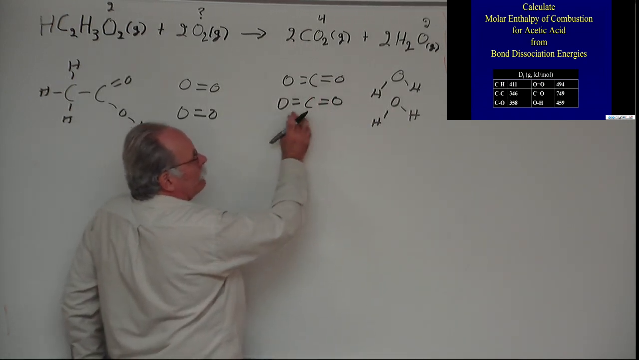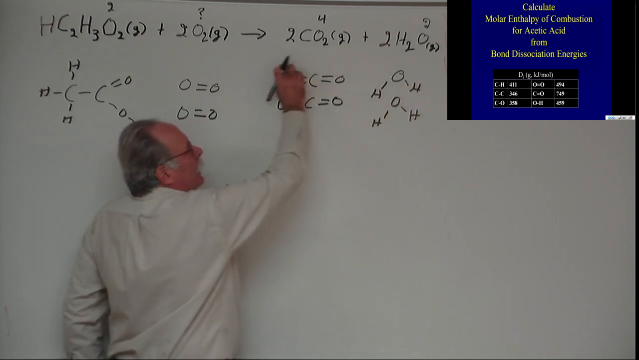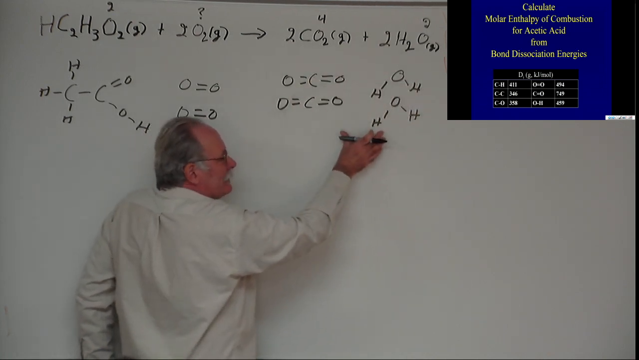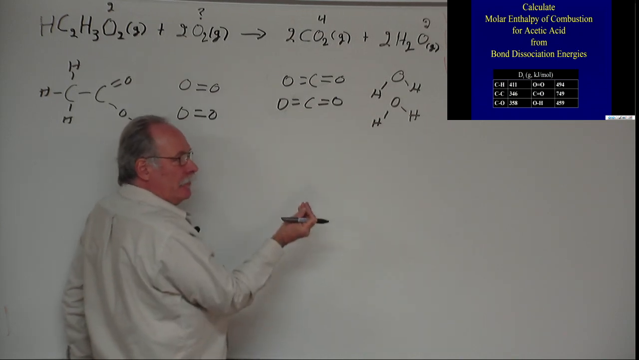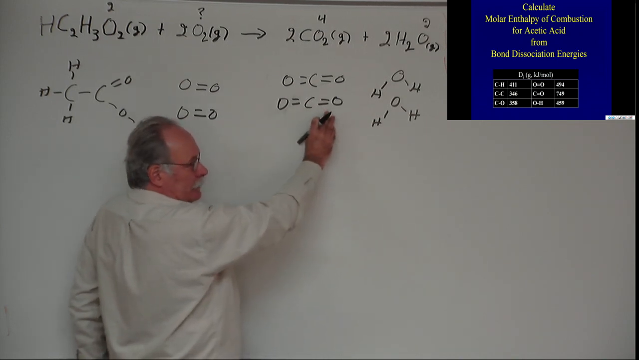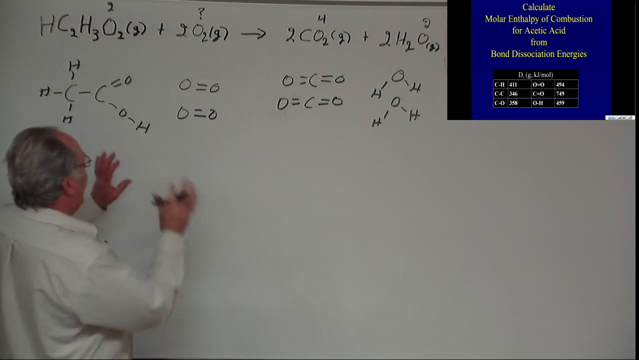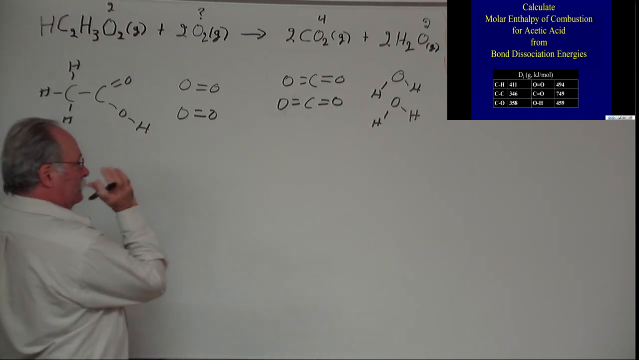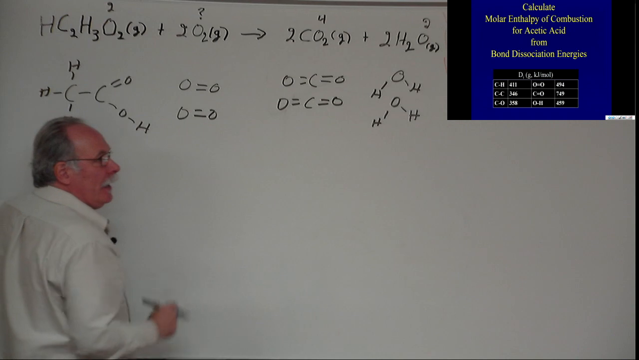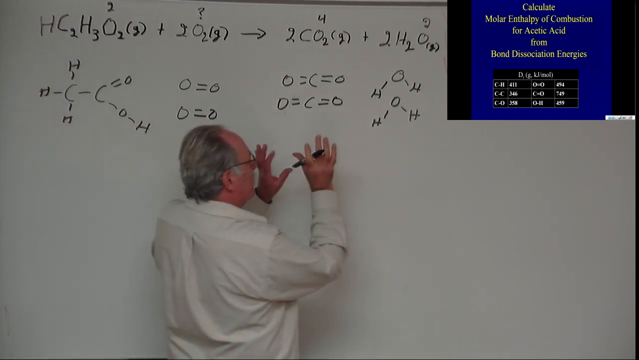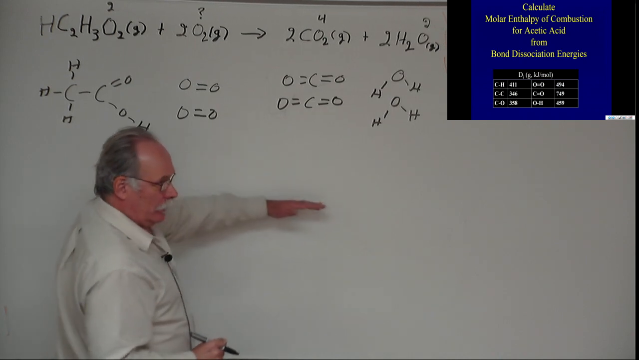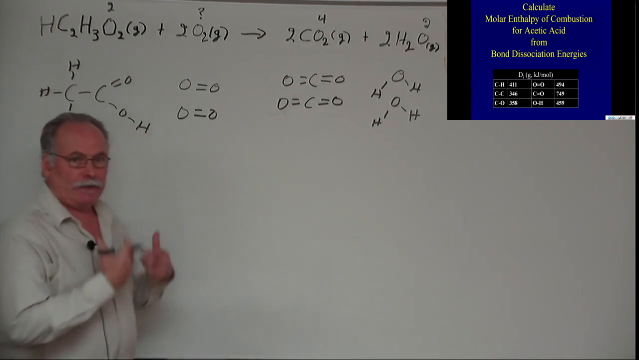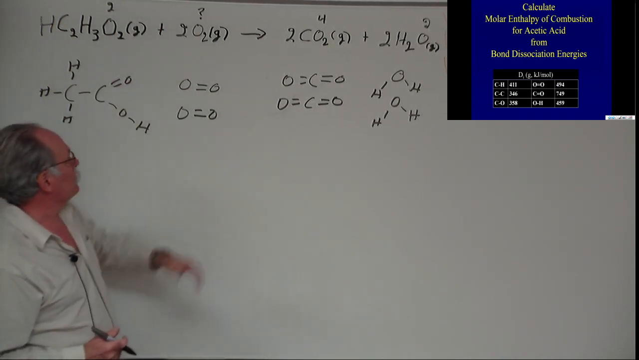So the amount of energy released when these bonds are made is the negative of their dissociation energies. So what we're going to do is add the dissociation energies of the things that we break, and subtract the dissociation energies of the things we make. And the difference between those is the change of the reaction because it's a state function.